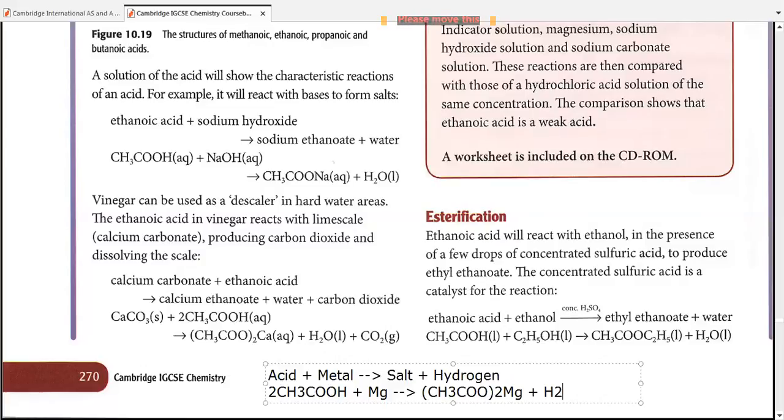The third one was acid plus carbonate gives us water plus salt plus carbon dioxide, which is the bottommost reaction at this page. Take a look. Calcium carbonate plus ethanoic acid reacts to form calcium ethanoate plus water plus carbon dioxide. Now, this specific reaction has a use written over here. Vinegar can be used as a descaler in hard water areas. That we studied back in chapter number 5. Ethanoic acid in vinegar reacts with lime scale, calcium carbonate, producing carbon dioxide and dissolving the scale. We already know about that from chapter number 5.